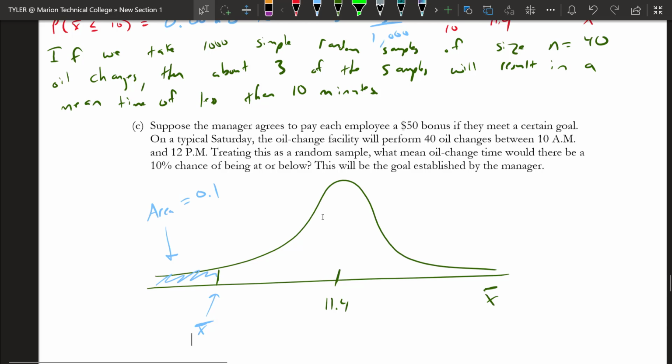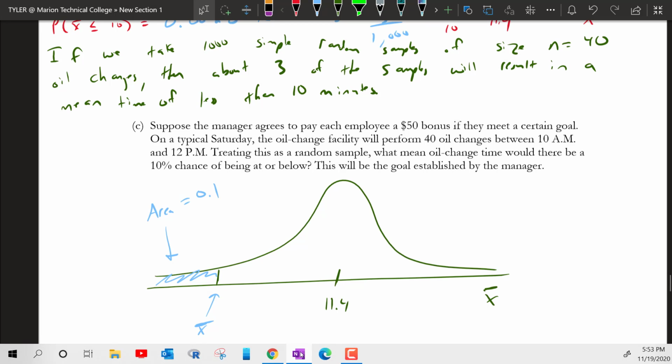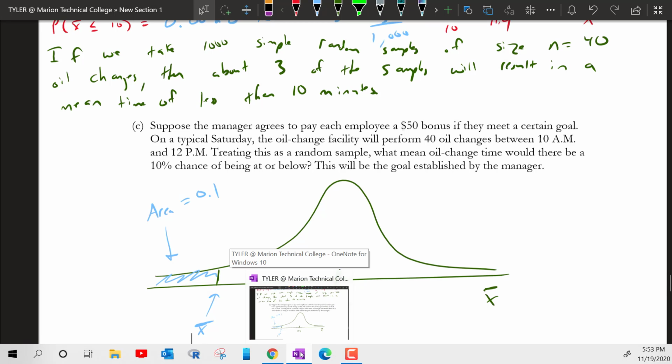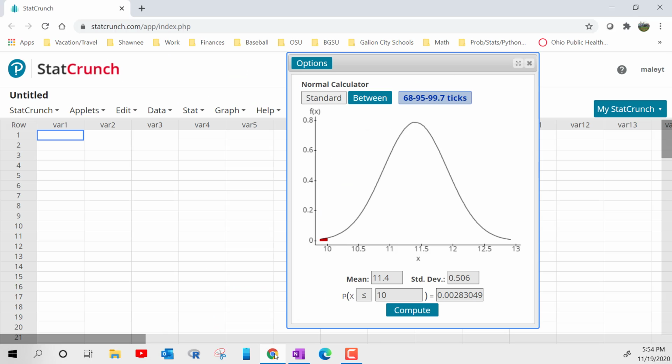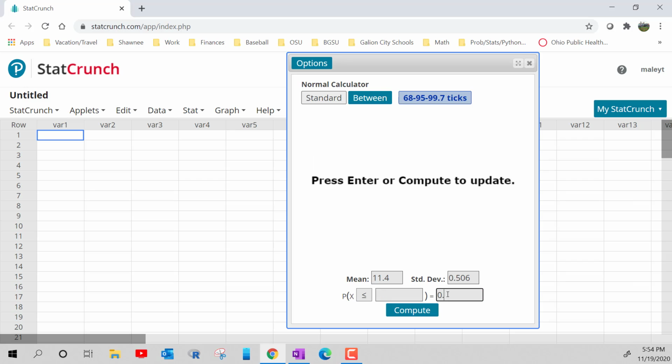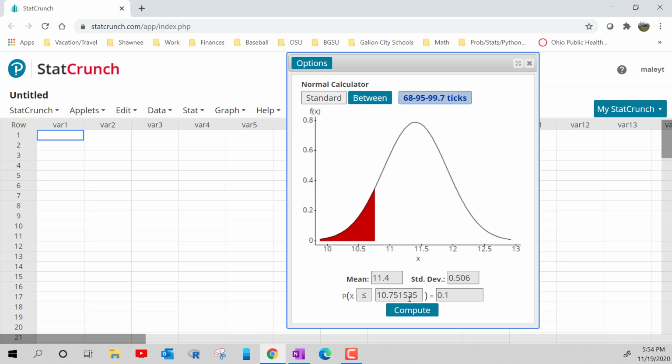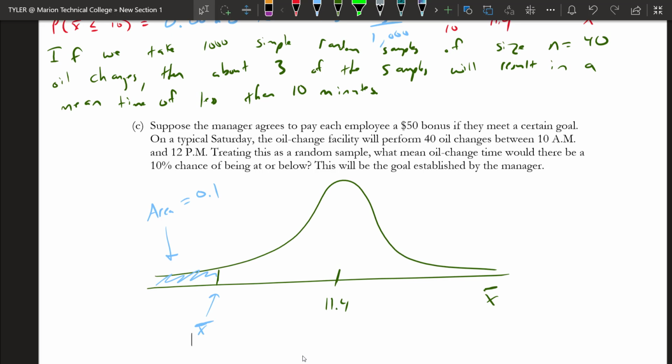Right? Trying to push it down lower. Have my employees do the oil changes quicker. So in this case, the mean standard deviation would stay the same, and the less than would stay the same, but I need to change this area to be 0.1. And if I hit compute, I get about 10.75. Right, so this X bar, 11.75, or 10.75.